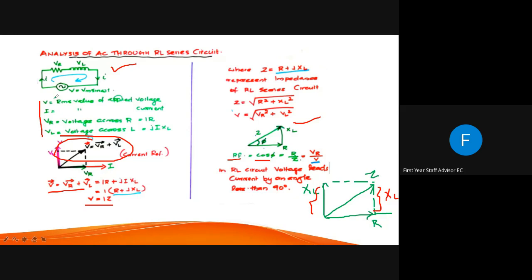Then take the resultant vector, write the formula for the resultant vector, do some steps and find out the impedance. That's it. Then you can draw the resistance triangle or impedance triangle. The same applies to the RC series circuit also.